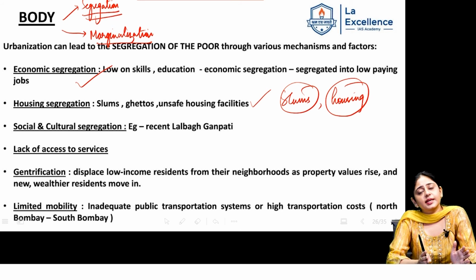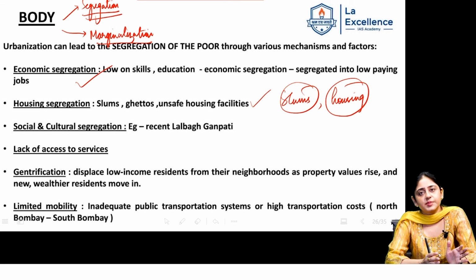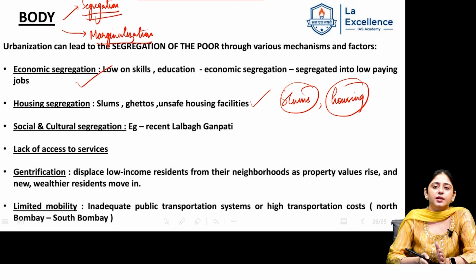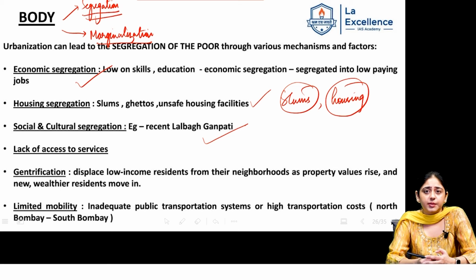So again you are physically segregating them. There are high rise buildings and on the other side there are slums, in the outskirts of the city, or you'll have a rich neighborhood and then a poor neighborhood. So you're physically creating a boundary: okay, this is our gated community. No poor person is allowed to come here, right?